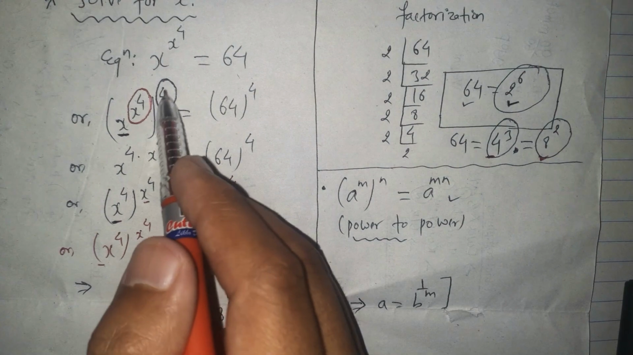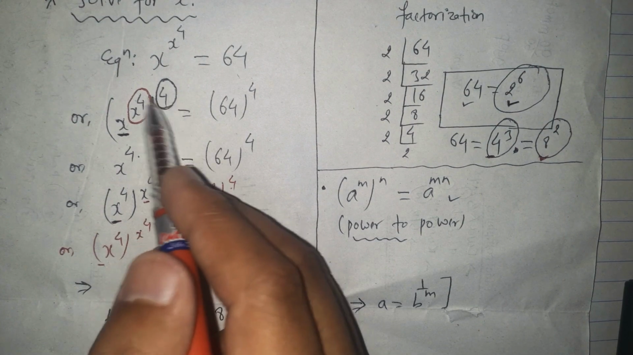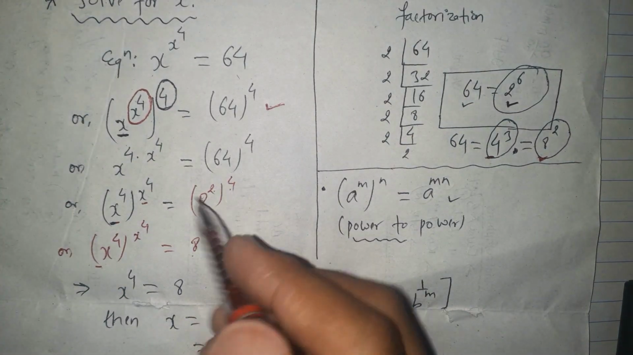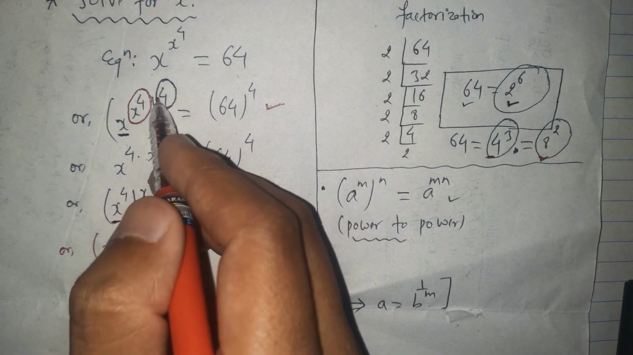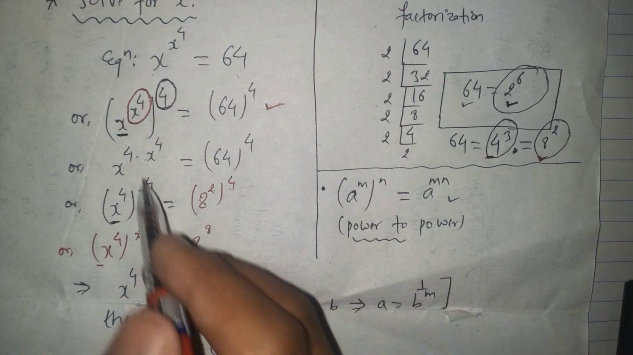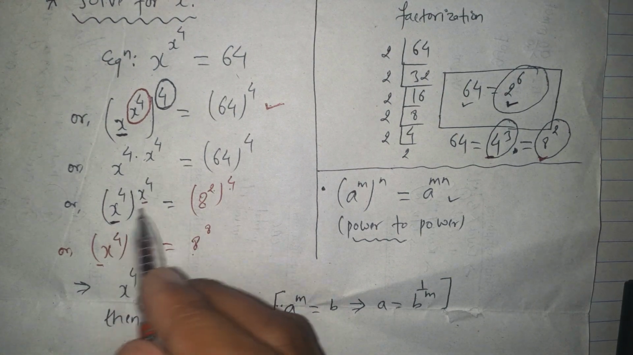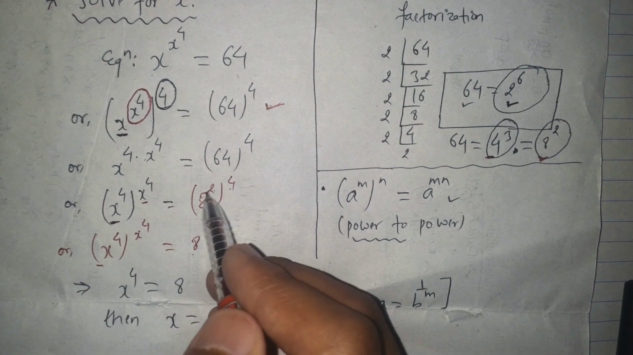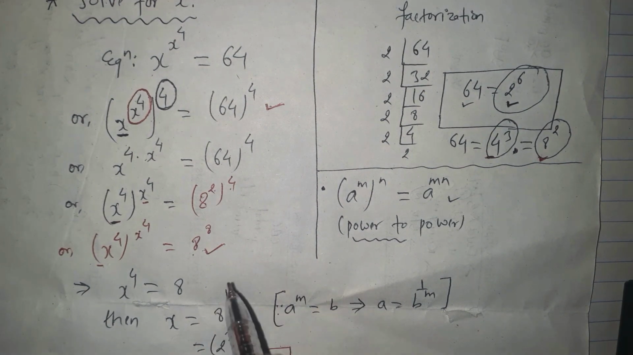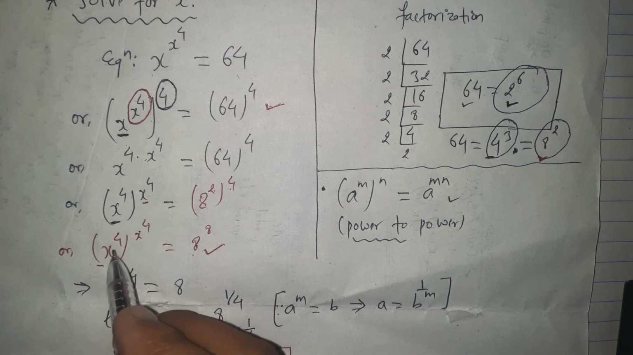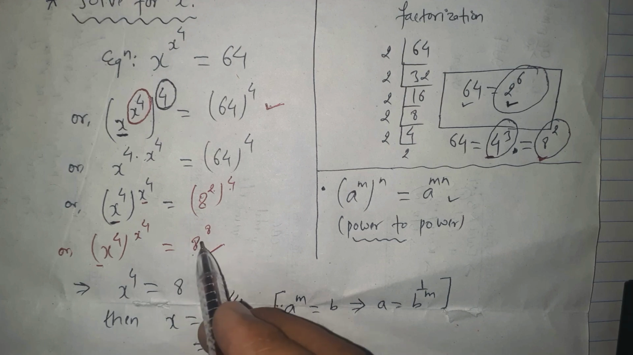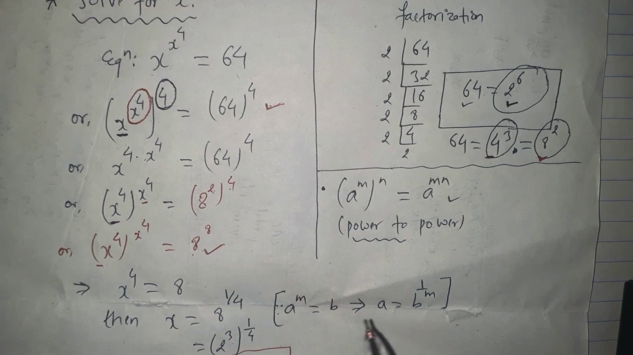Here we just put the power of 4 on both sides. In this step we put the power of 4 on both sides of these equations, and in this step we just multiply the powers. We can multiply the powers if a power is raised to a power. Here we make the base and the power the same, because on the left hand side the base and the power of the number are the same, so we make the same case on the right hand side also.